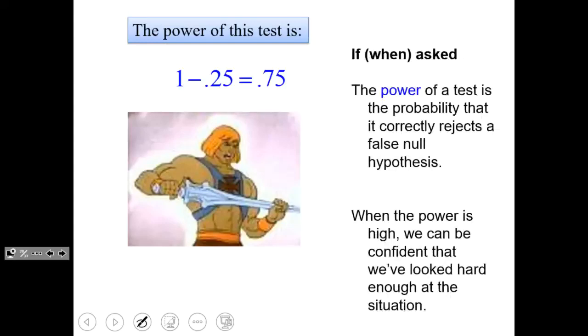And it's so important that if I get asked, or when you're asked, the power of a test is the probability it correctly rejects a false null hypothesis. When the power is high, we can be confident we've looked hard enough at the situation. A high power test helps us.